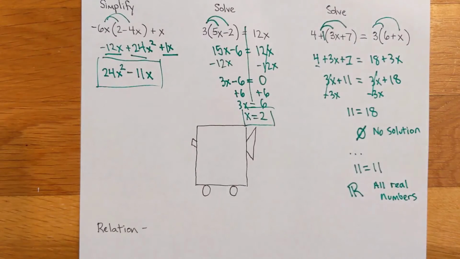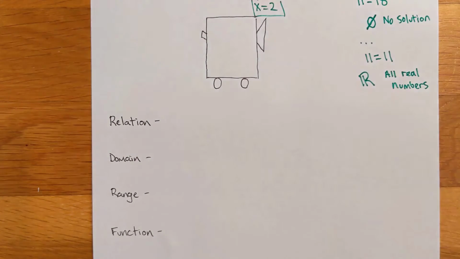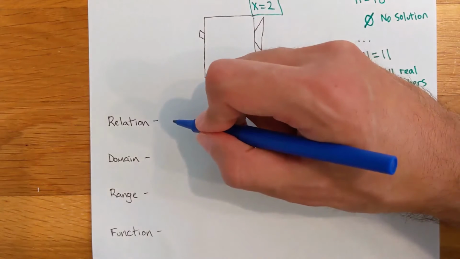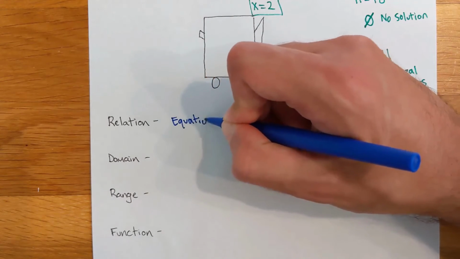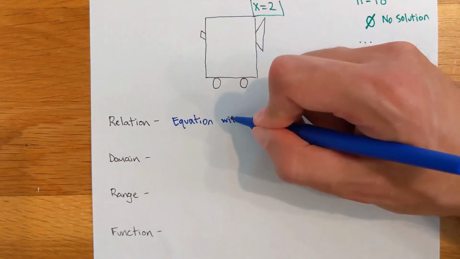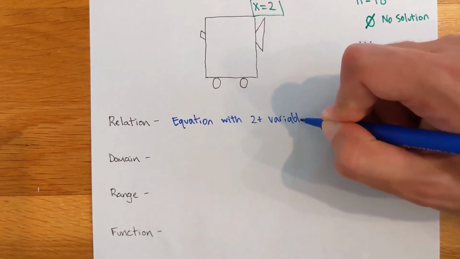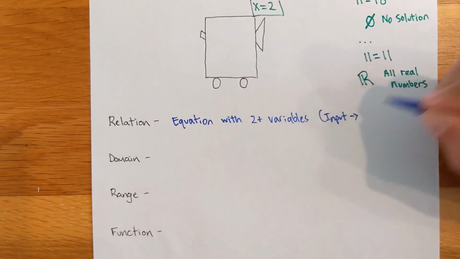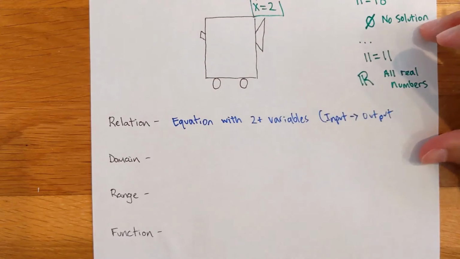The idea of math is that you could have problems with one variable like this, but a lot of upper level math is done on problems with two or more variables. So when you talk about problems with more than one variable in them, the general catch-all word for that is called a relation. So a relation is going to be an equation with two or more variables. Basically, what a relation does is it takes you from an input that you start with to an output. You plug one thing in or you do one thing and you get out another.